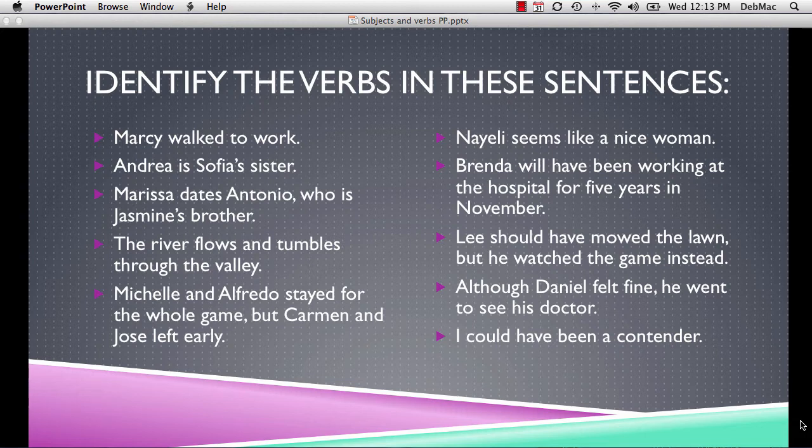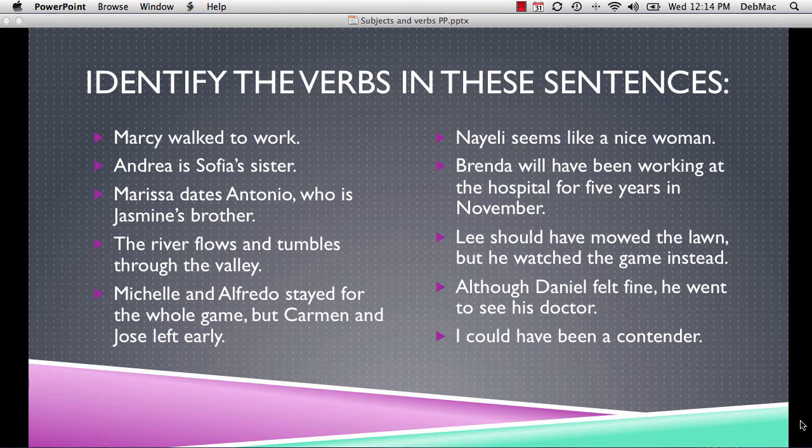Okay, let's go through these and identify our verbs. First sentence, Marcy walked to work. The verb is walked. It's an action verb. Next, Andrea is Sophia's sister. The verb is. It's a state of being verb. Next sentence, Marissa dates Antonio, who is Jasmine's brother. The verbs are dates and is. Dates is an action verb, of course, and is a state of being verb.